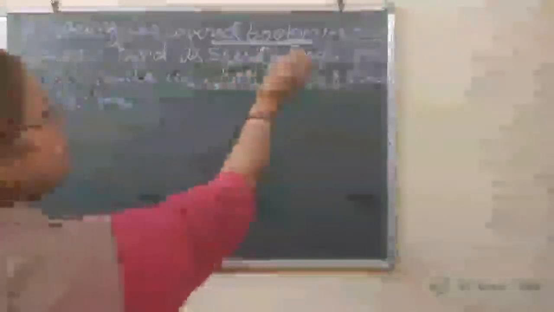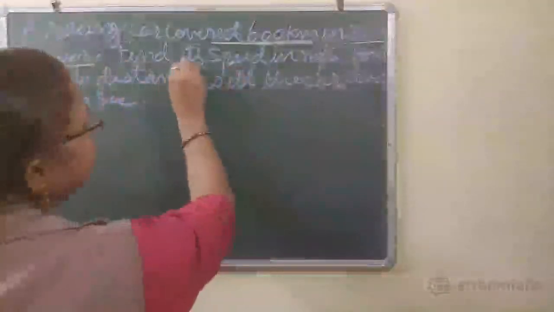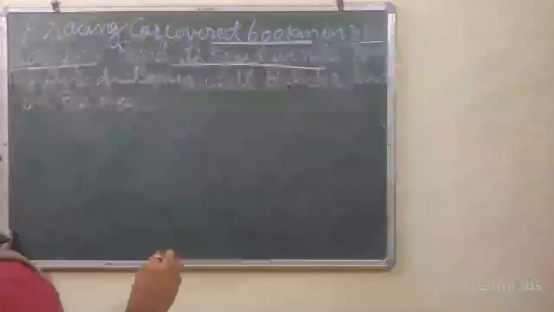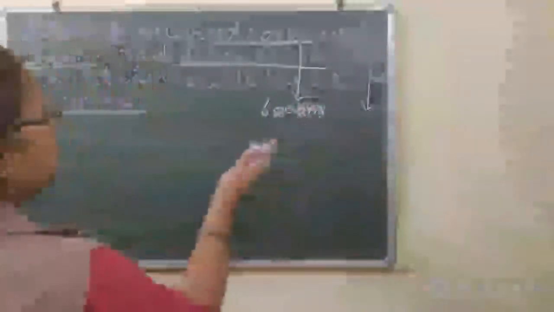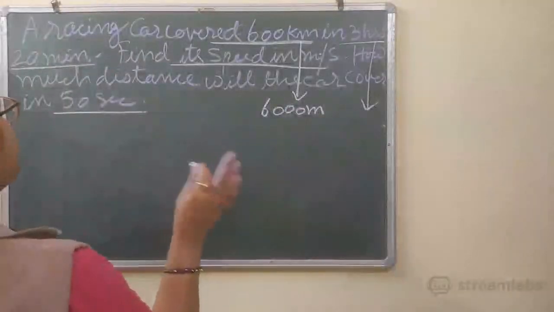A racing car covered 600 kilometers in 3 hours 20 minutes. Find its speed in meter per second. Means you have to find its speed in meter per second. And how much distance will the car cover in 50 seconds? It is better to convert all the units. 3 hours 20 minutes, we have to convert it in seconds.